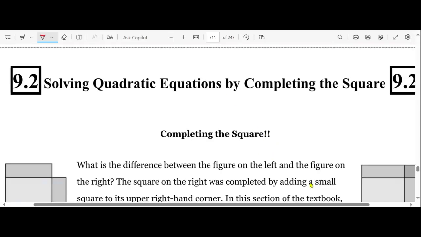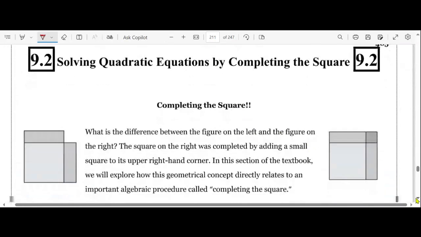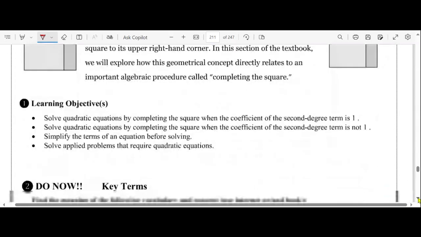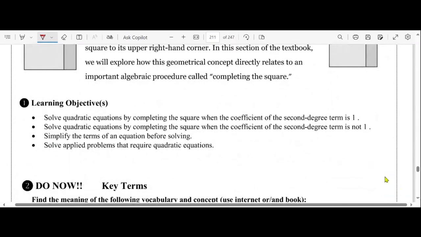9.2, solving quadratic equation by completing the square. So we have the objectives here: solve a quadratic equation by completing the square when the coefficient of the second degree term is 1. Solve a quadratic equation by completing the square when the coefficient of the second degree term is not 1. Simplify the terms of an equation before solving. Solve applied problems that require a quadratic equation.